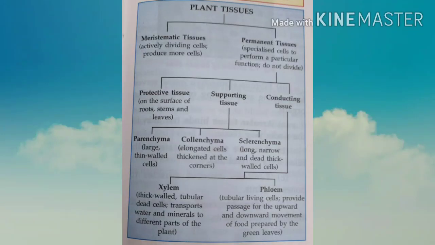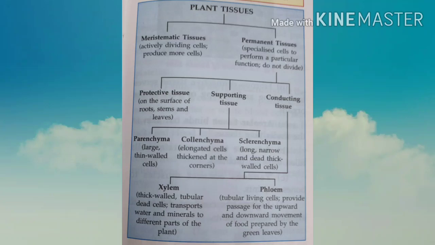In this video, we will study about simple permanent tissue and complex permanent tissues. First let's start with the simple permanent tissues. According to the function, the simple permanent tissues are of two types, protective tissue and supportive tissue. So let's first discuss about the protective tissue.